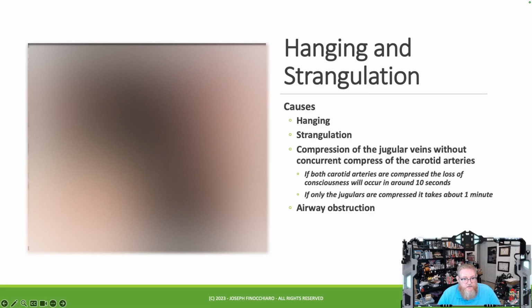Hanging and strangulation. These are deaths by asphyxiation, and asphyxia is the inability to take in necessary amounts of oxygen. So, causes: hanging, strangulation, compression of the jugular veins without concurrent compression of the carotid arteries. If both carotid arteries are compressed, the loss of consciousness will occur in around 10 seconds. If only the jugulars are compressed, it takes about 1 minute. And the final cause is airway obstruction, choking.